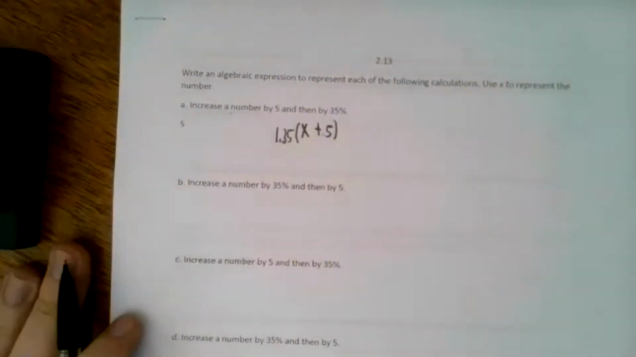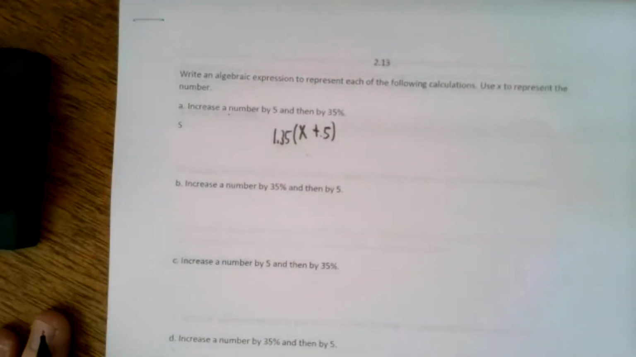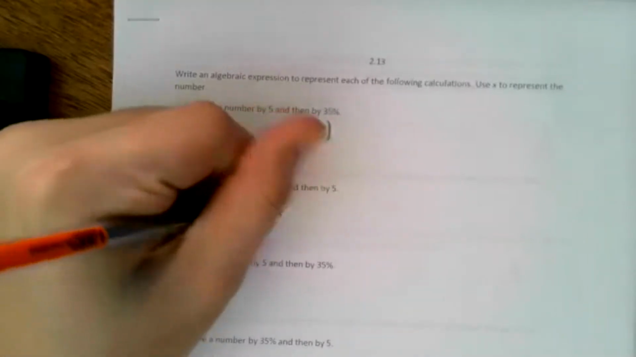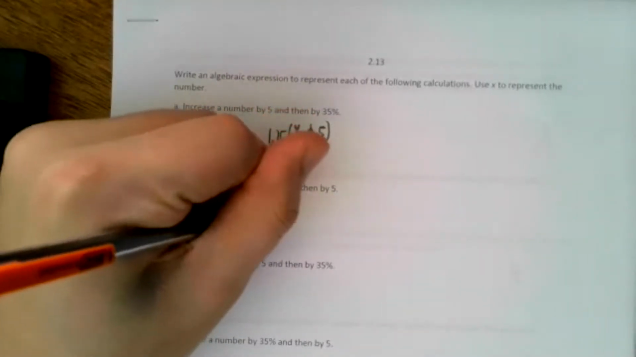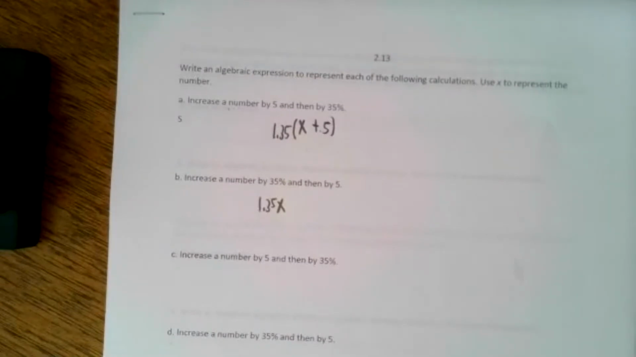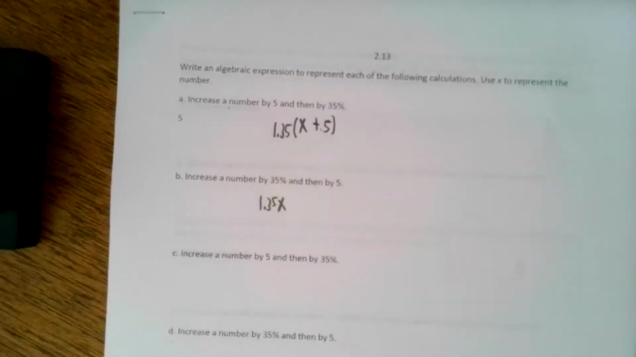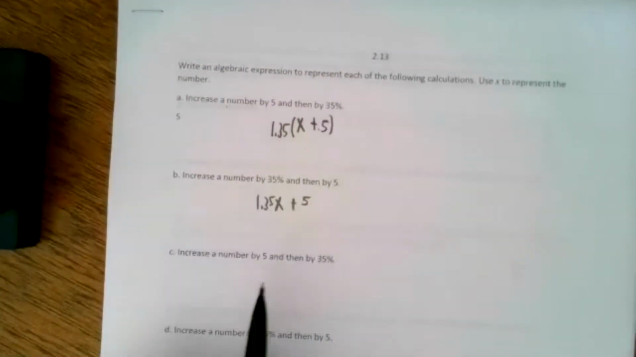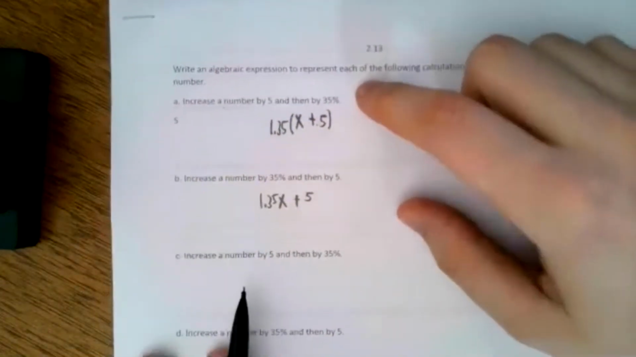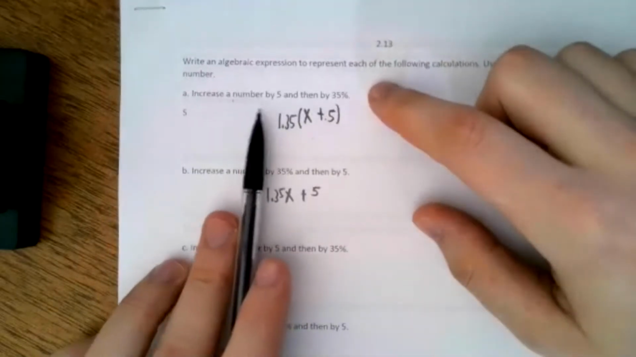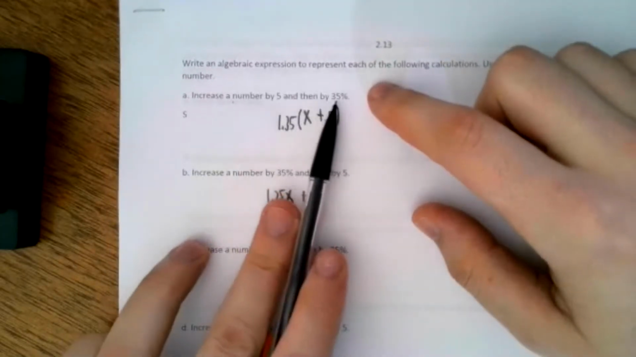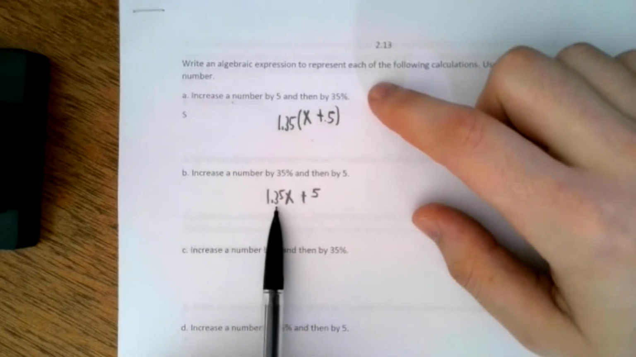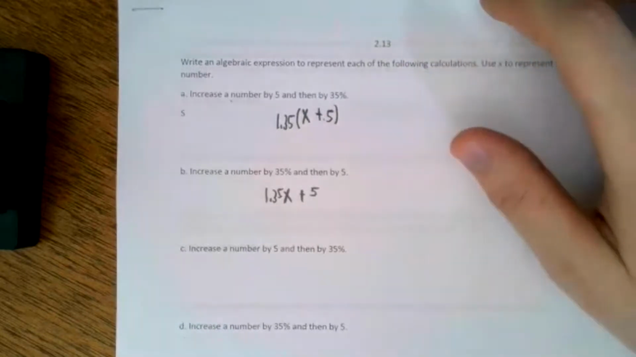So that's different from part B, right? Part B says we're going to increase a number by 35%. So I have x, and I'm increasing that by 35%, so a multiplier of 1.35. And then I'm going to increase that by 5, so now I'm just going to add 5 to that. So we can see that the order matters, right? If you increase something by 5 first and then increase that by 35%, it's different than increasing the first number by 35% and then adding 5 as our second step.